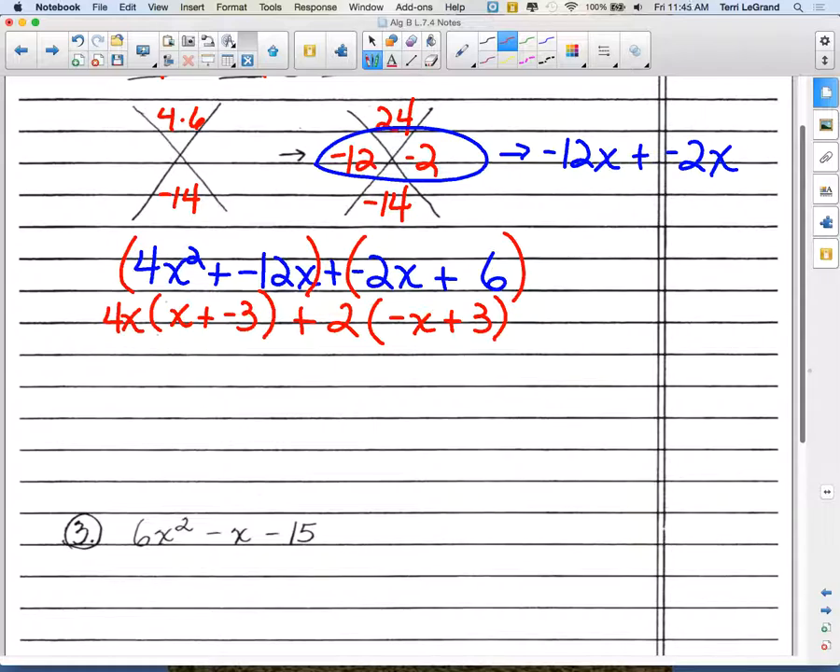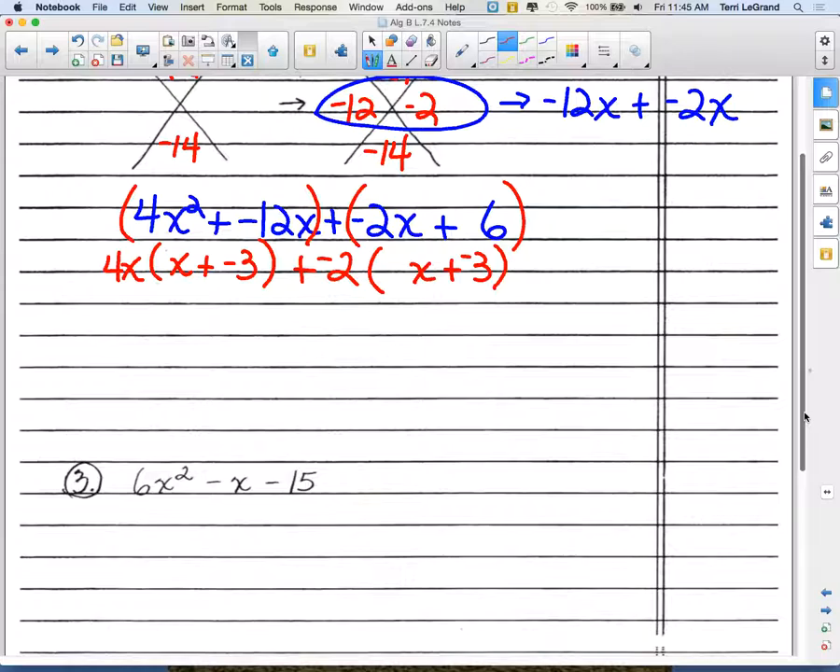Do you agree that the GCF of the first group is 4x? Yes. Right. Do you agree that the GCF of the second group is 2? No. Why not? Because it should be negative 2. It didn't end up with matching factors, did it? So this is one of those times we say, okay, let's try it with a negative 2, which would then create a positive x here and a negative 3 here, and now I have matching factors.